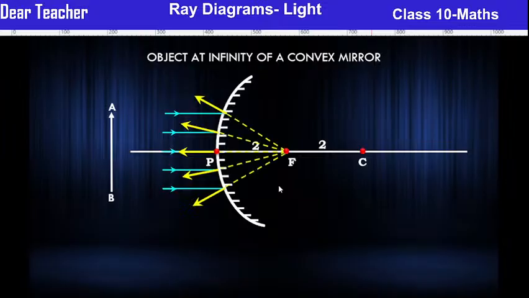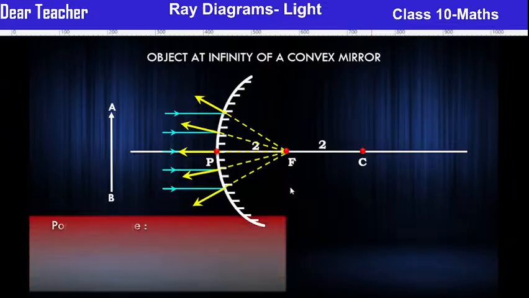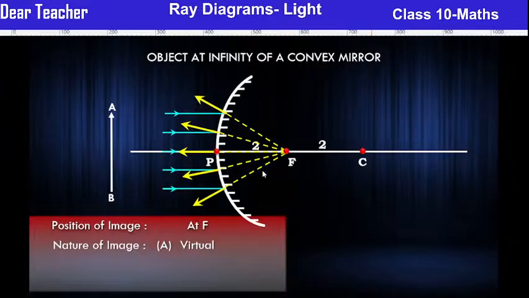So they appear to be diverged from the focus. So then what happened? Where is the image? The image is at F, the principal focus, right? So then what is the nature of the image? Because it is behind the mirror, it is virtual.